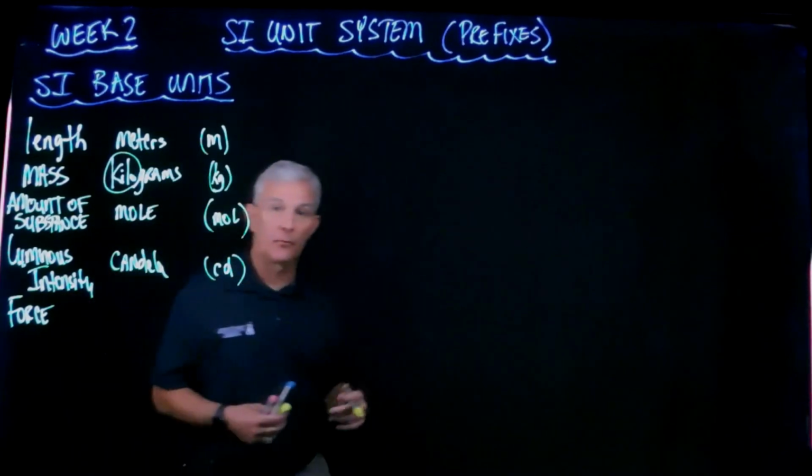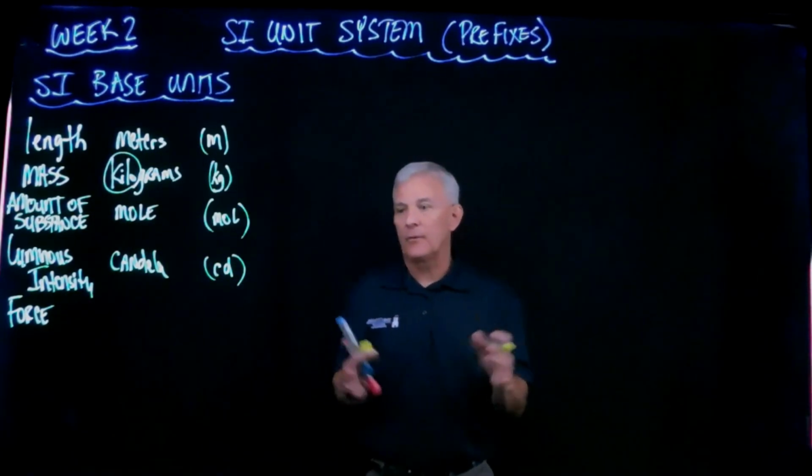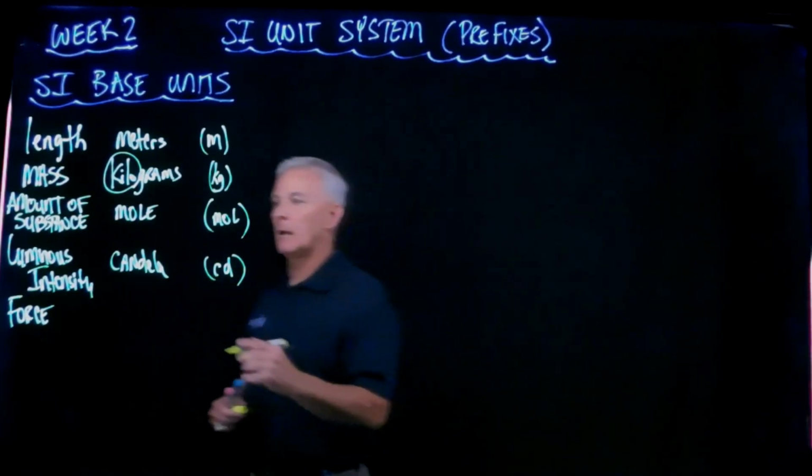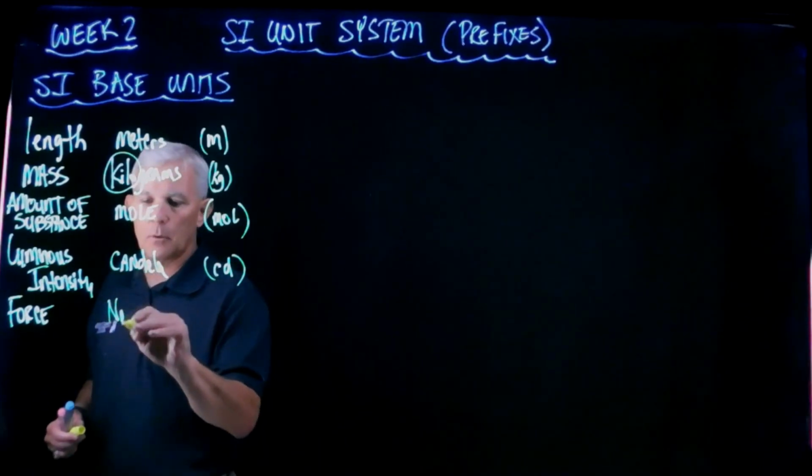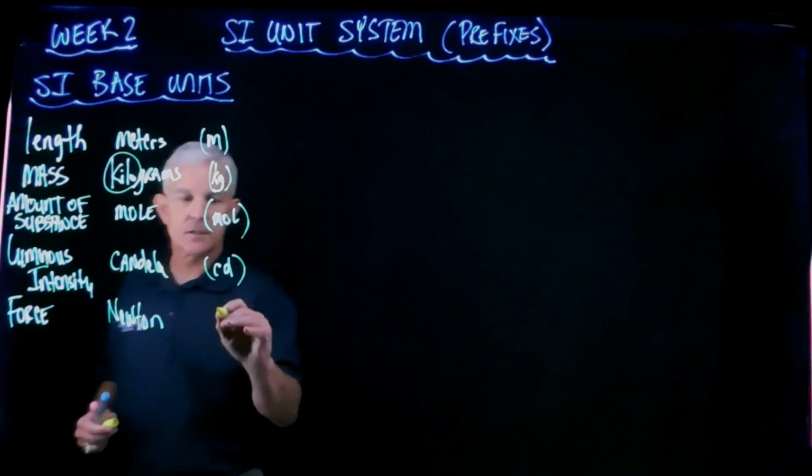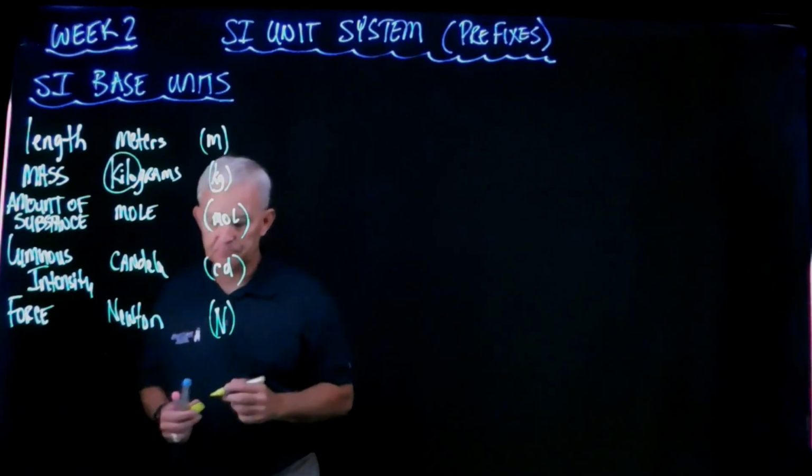Then we have force. We've talked about pounds before. In US units, if we get 1,000 pounds, it's a kip. But in SI, I think you're familiar with it, it's the Newton, and its abbreviation is a capital N.